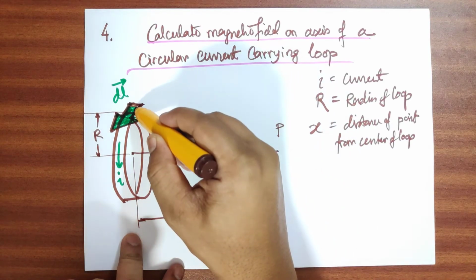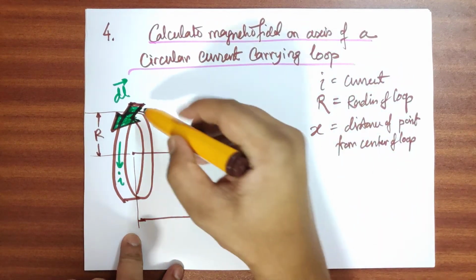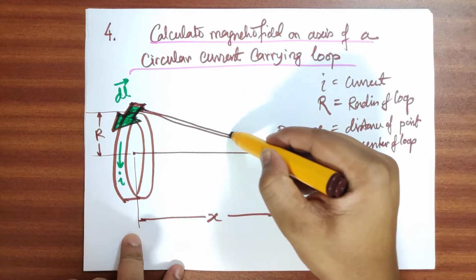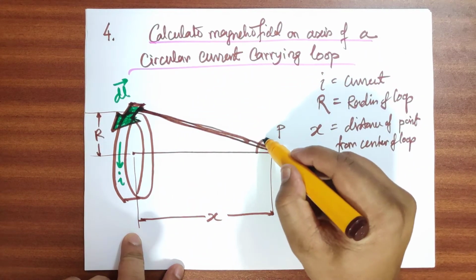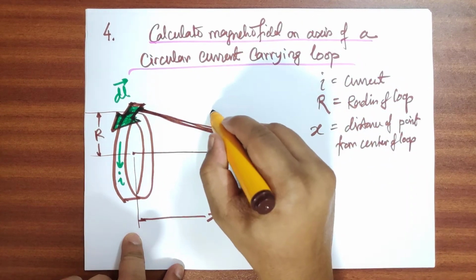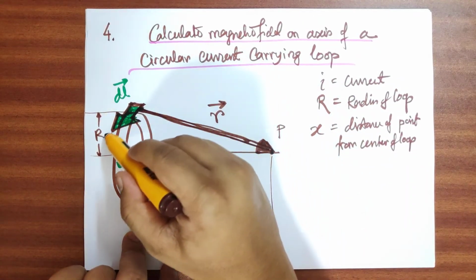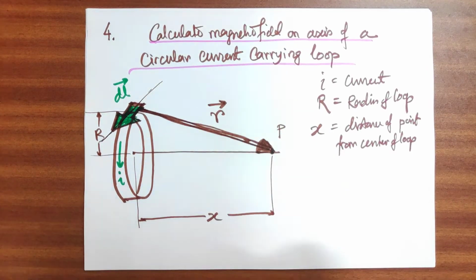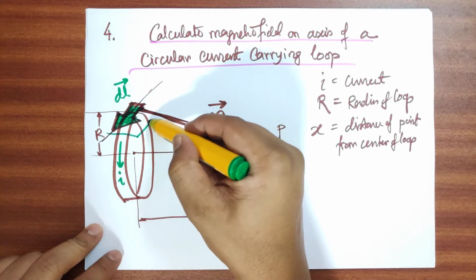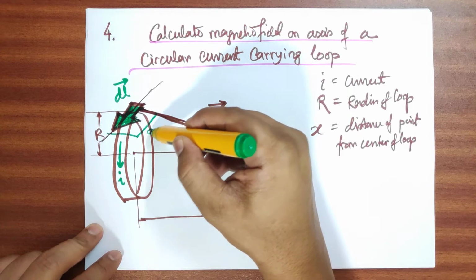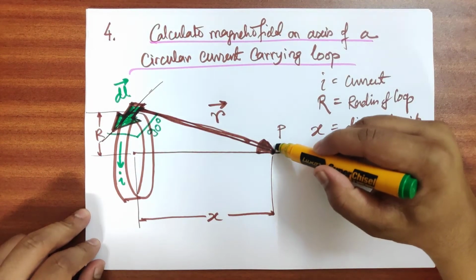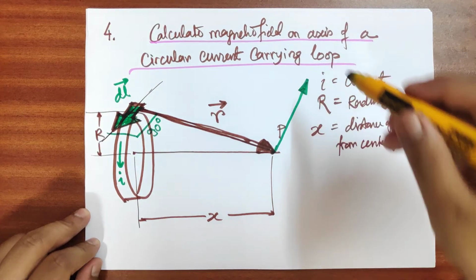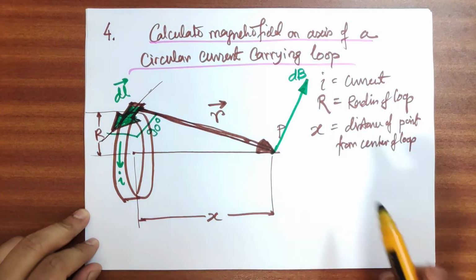Now, this is the position vector of the point P from that small length dl, position vector r, and the angle between this dl and r is obviously 90 degrees. See, it's a three-dimensional diagram. So this angle happens to be 90 degrees. Okay, so dl cross r is in which direction? dl cross r is in this direction. So this is the field dB due to this length dl.